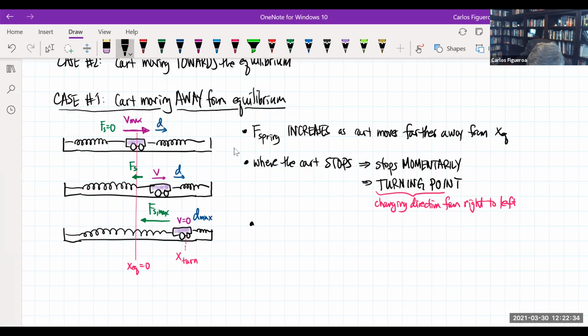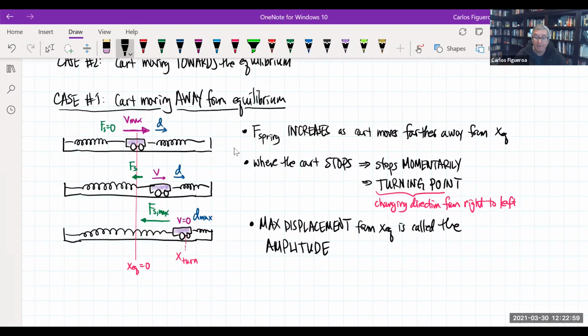Okay, the maximum displacement from equilibrium is called the amplitude. So the amplitude is that maximum displacement.